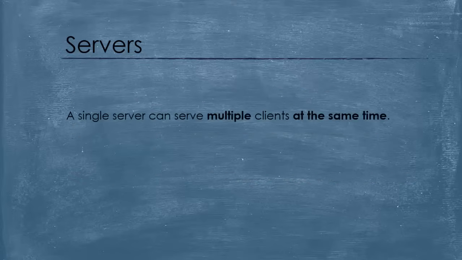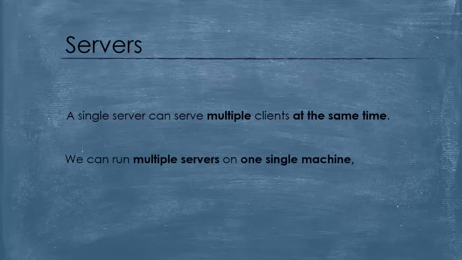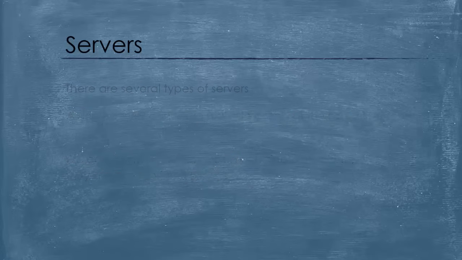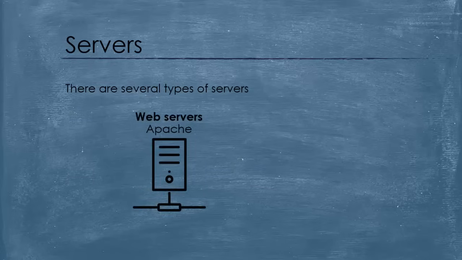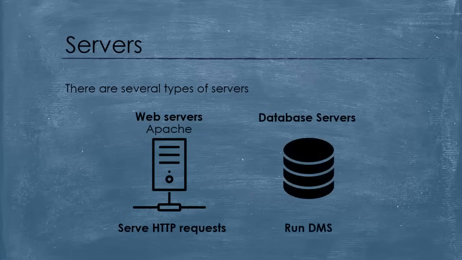A single server can serve multiple clients at the same time and it runs 24/7 without stopping. This is why we actually need supercomputers to run such programs. Also, we can run multiple servers on one single machine. And here we are talking about virtual servers. There are several types of servers. Each one serves by doing a specific task. For example, web servers such as Apache serve HTTP requests. Database servers run a database management system such as MySQL, and there are other types of servers. I will talk about them in detail in another video.